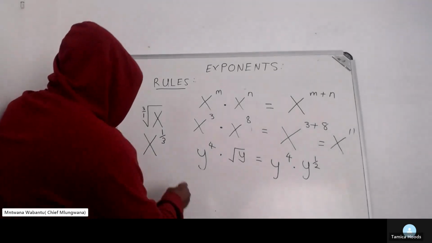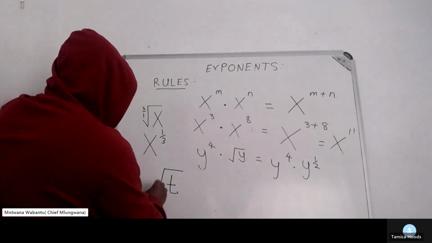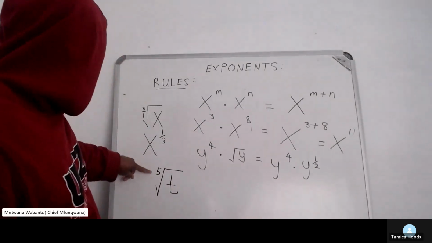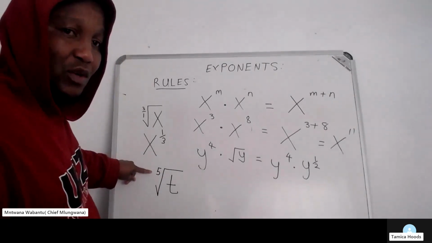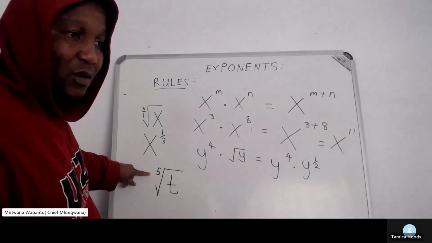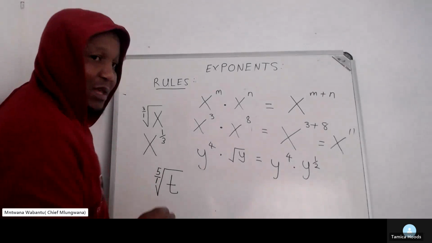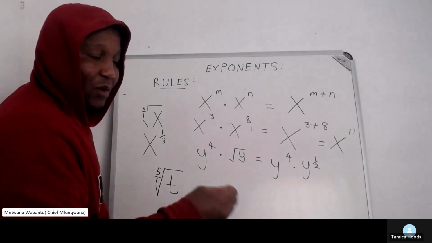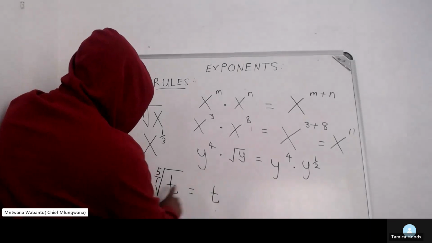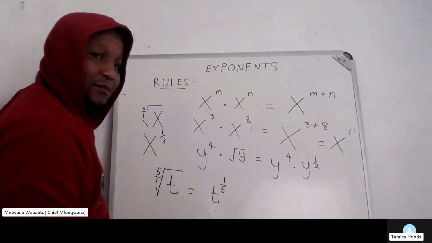Let me show another example. If somebody says the fifth root of t, my intention is to have two numbers: 5 over 1. I don't just want to write 5, I'll write 5 over 1. And remember this is in root form, so I want to write it as a power. I'll write t, and whatever I have here, I'll flip it. So it becomes t to the 1 over 5.